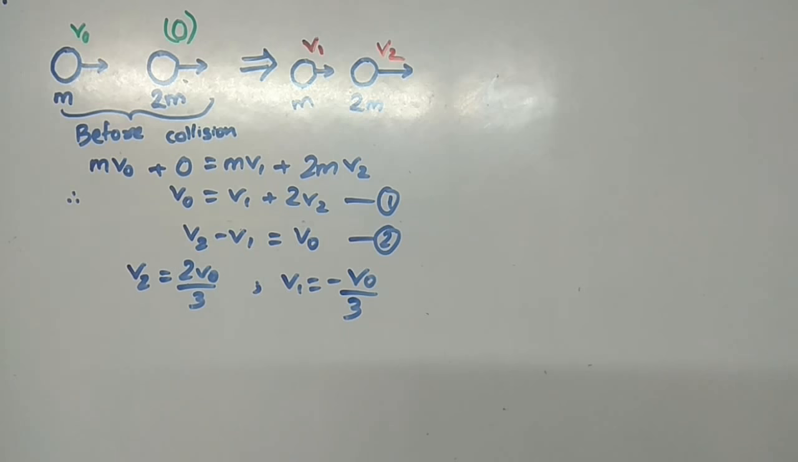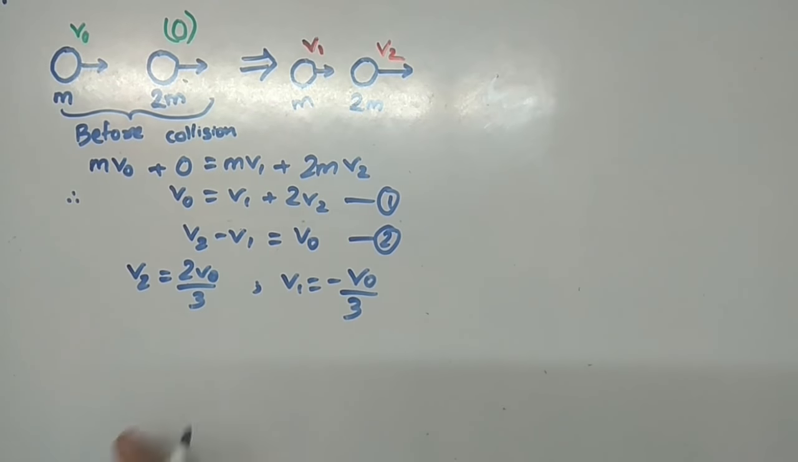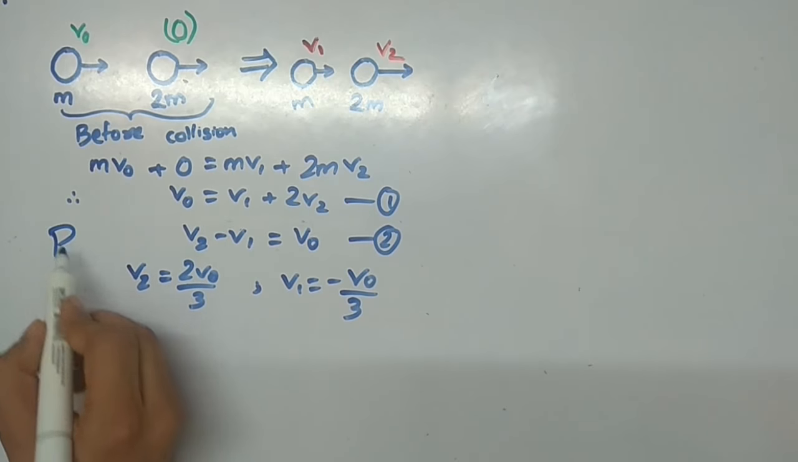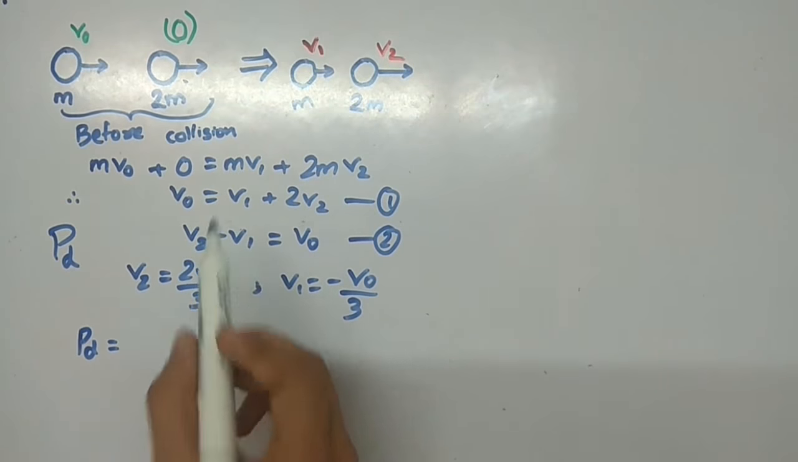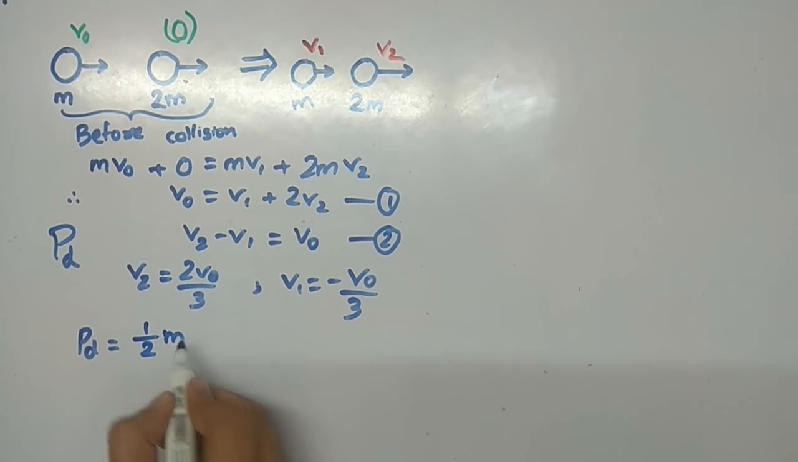Now what will we be finding? Now we'll find the kinetic energy, or rather the fractional loss of kinetic energy. The fractional loss of kinetic energy in this case was Pd, that was given in the question. So now Pd, the fractional loss, is given by, what will be the equation for this? That will be half m.